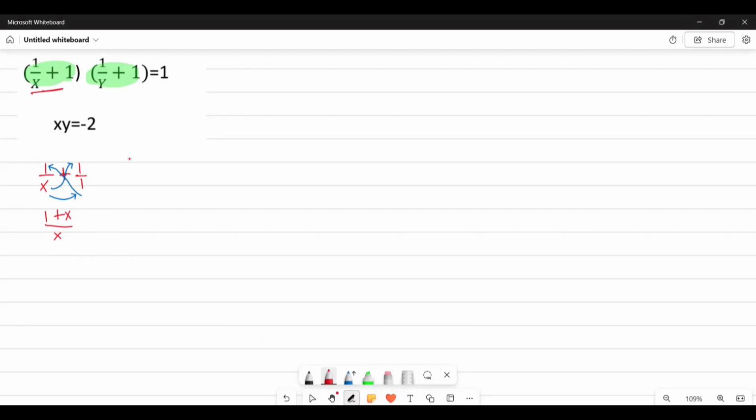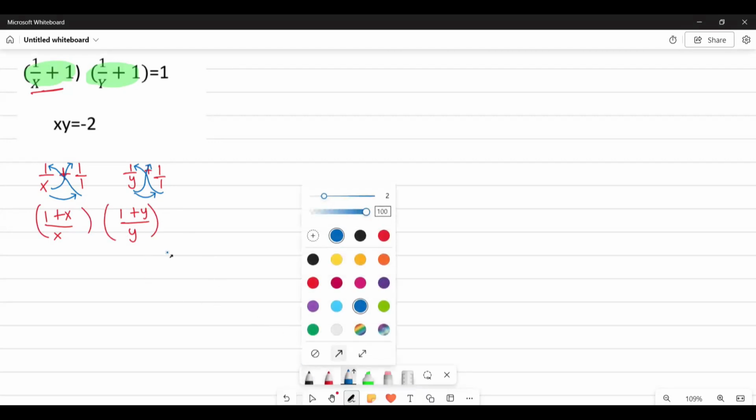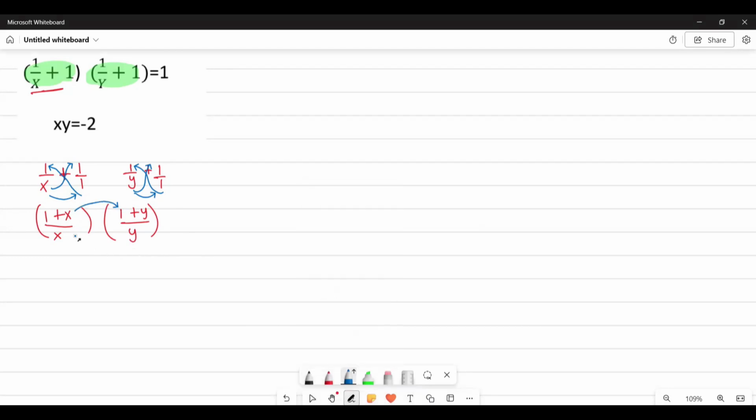Now let me take the other one. I'm going to take 1 over y plus 1 over 1, and do something similar. I'm going to have 1 times 1, y times 1 over y times 1 again. So 1 times 1 gives me 1, y times 1 gives me y, and this is going to be over y. And then remember, we're multiplying these. Whenever you multiply, the numerator multiplies by the numerator, the denominator by the denominator. So at the bottom, I'm seeing xy coming out already. Let's work out the top.